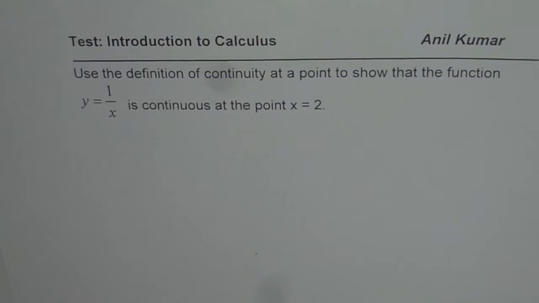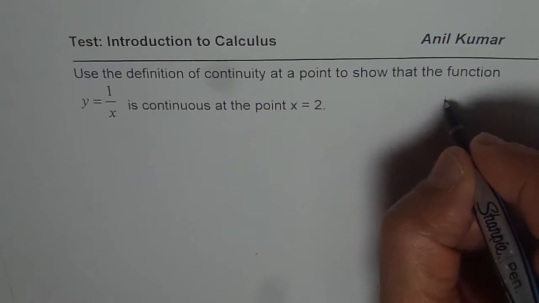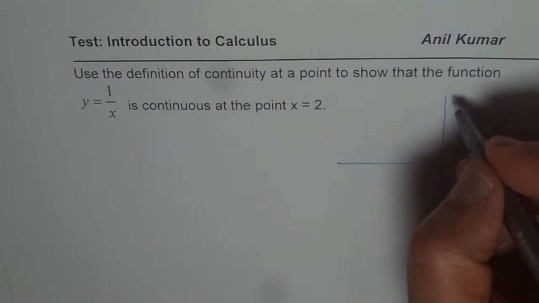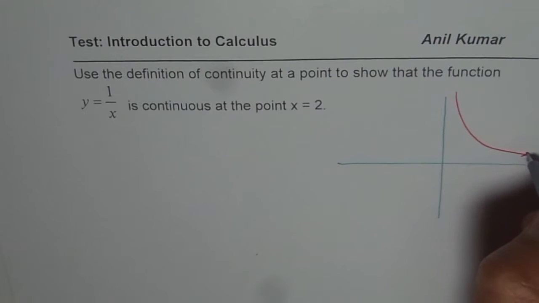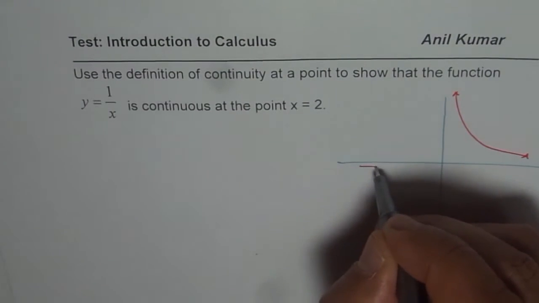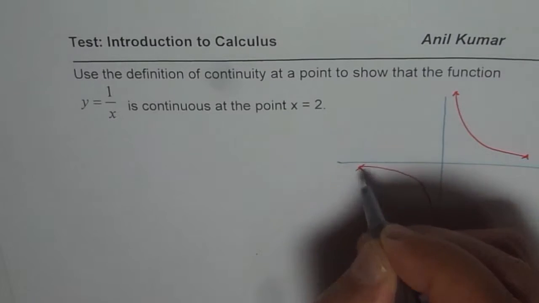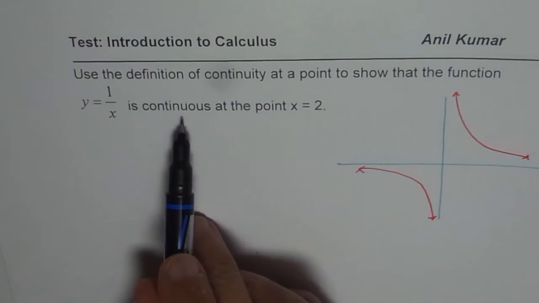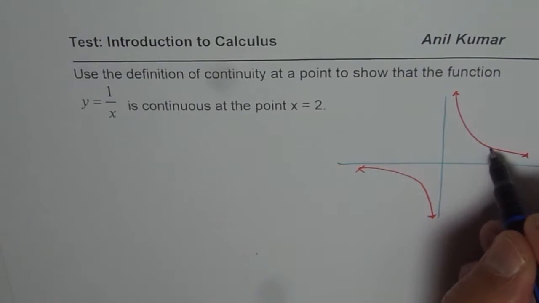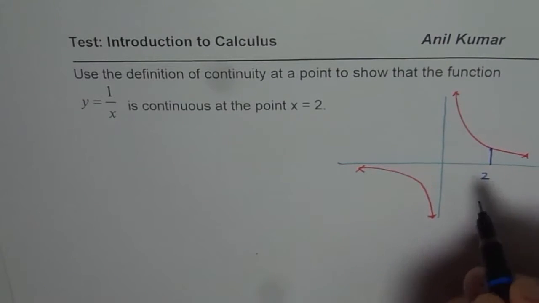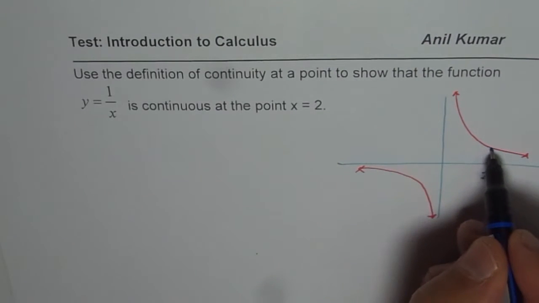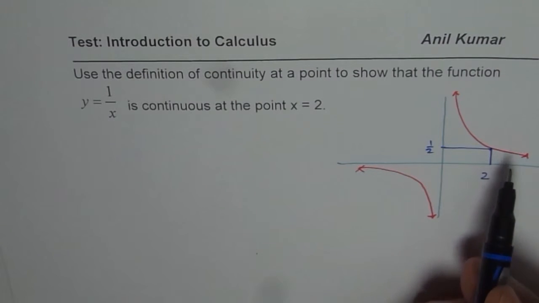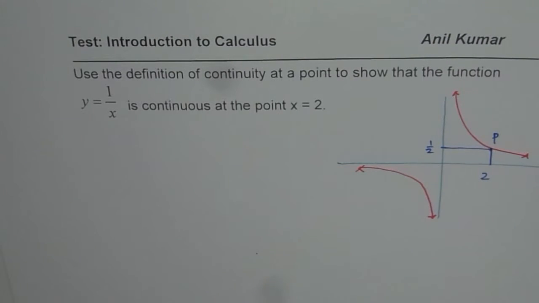Now here, as you know, 1 over x is a reciprocal function, which you can sketch like this. I'm just making a rough sketch here and we'll discuss that further. So that is how the function looks. Now here we are interested in finding out whether the function is continuous at 2 or not. Let us say this is the value 2. So if this is 2, 1 over 2 is half. So the y value will be half for us. We need to figure out whether the function is continuous at this point P or not.